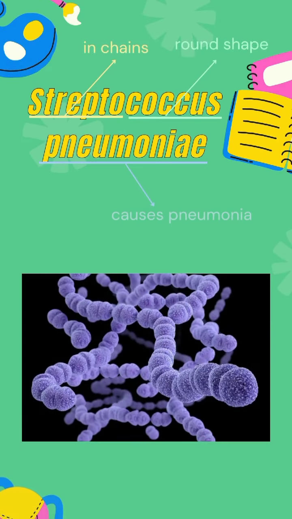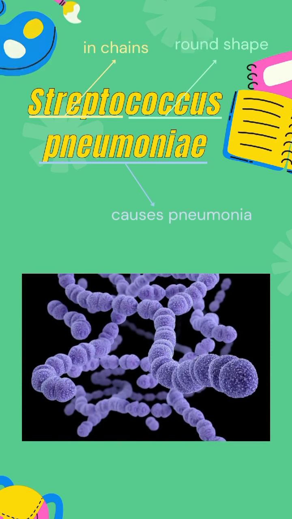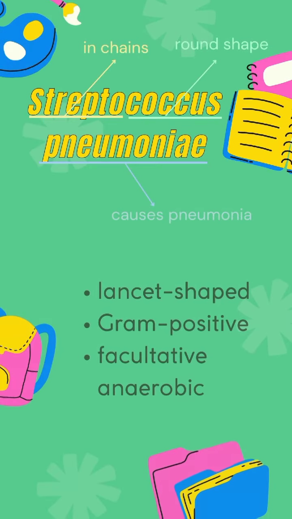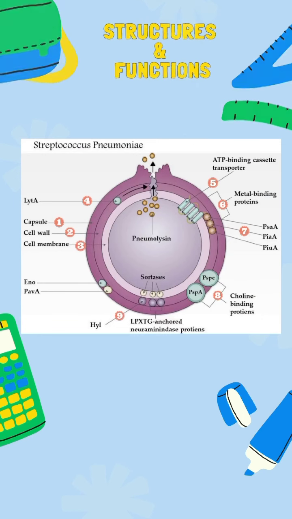Streptococcus pneumoniae is a bacteria that is found in round shape and arranged in chains. It causes pneumococcal disease. It is lancet-shaped, known as gram-positive bacteria, and facultative anaerobic. This is the whole structure of Streptococcus pneumoniae.